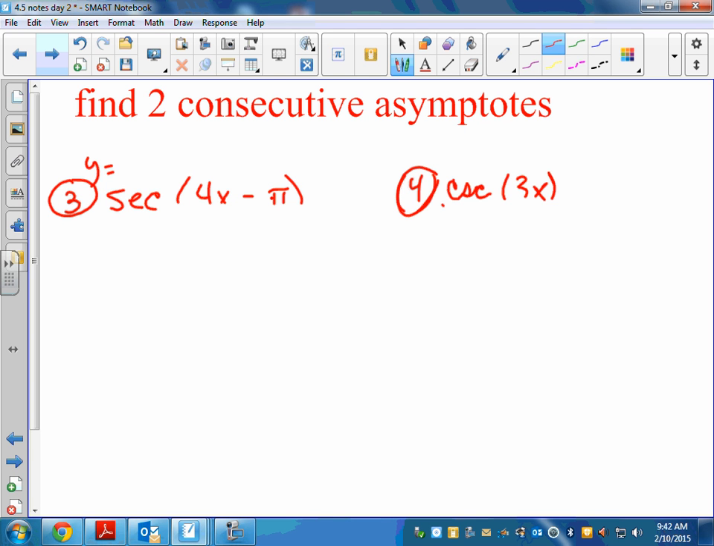You have to know secant is 1 over cosine. So where does cosine equal 0? Negative pi halves and pi halves, right? So I'm going to take this, 4x minus pi, and I'm going to set it equal to negative pi halves, and 4x minus pi equals pi halves. That's step 1. You got to know what to set it equal to. Then step 2, which turns out to be the hard part for a lot of people, you got to be able to solve that for x correctly. So do you agree I'm going to add pi first? Yes.